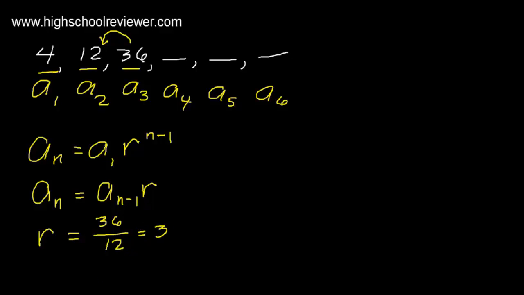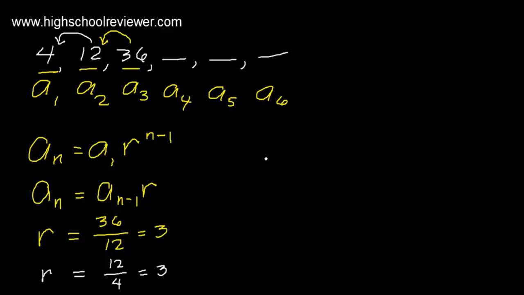Okay, we will still arrive at the same answer if we divide positive 12 and positive 4. So 12 divided by 4 is still equal to 3. So the r here is constant in all consecutive terms.